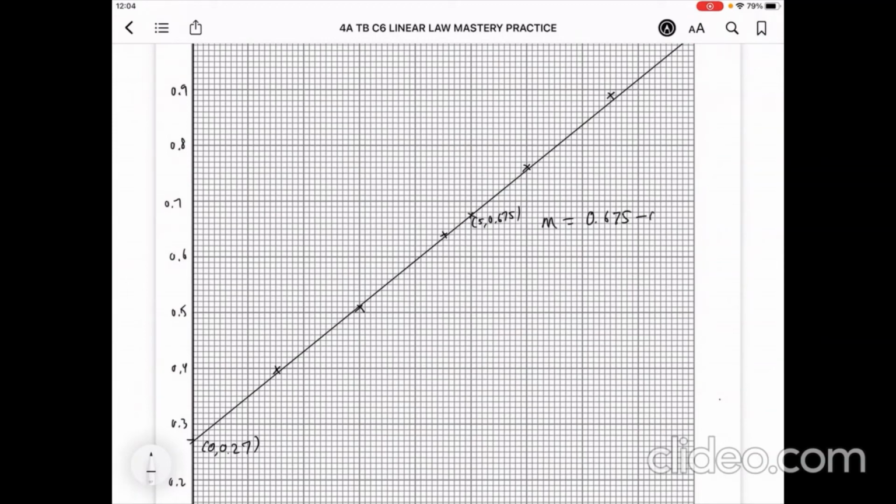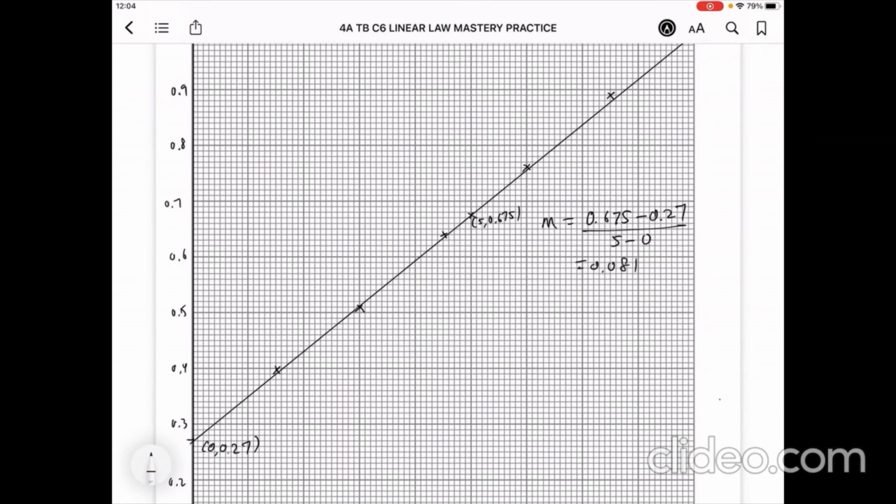0.675 minus 0.27 divided by 5 minus 0, which is 0.081. Just so you know, like I said in the previous question, you can use the linear regression function on your calculator, and you will get the gradient to be 0.081. This is the most accurate answer. And your y-intercept, the most accurate answer is 0.0274.